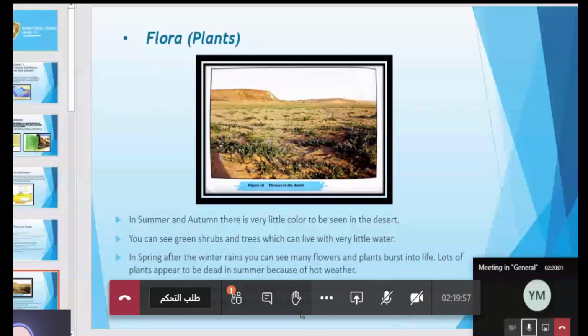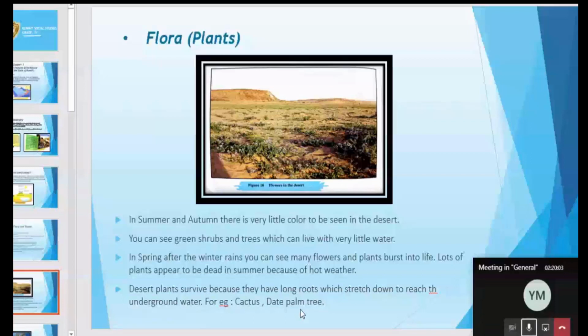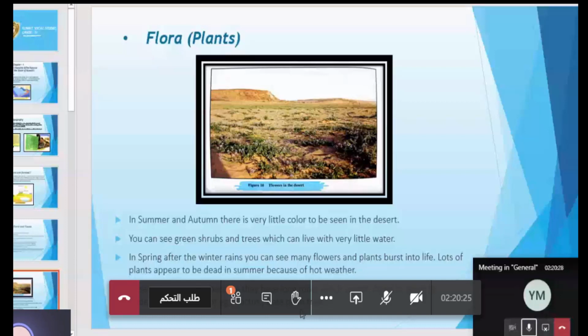Now next you have desert plants. Desert plants survive because they have long roots which stretch down to reach the underground water. Yesterday I told you the plants like cactus, date palm tree and all these plants, they are growing in the desert. How only these plants are growing in the desert, children? It's only because they have long roots. They have long roots and these roots reach to the ground and they pull the water for the growth.